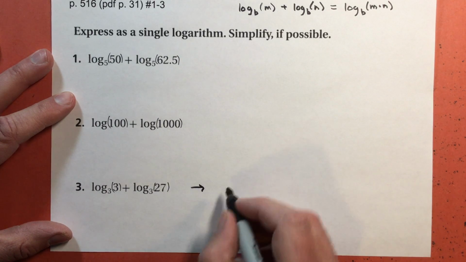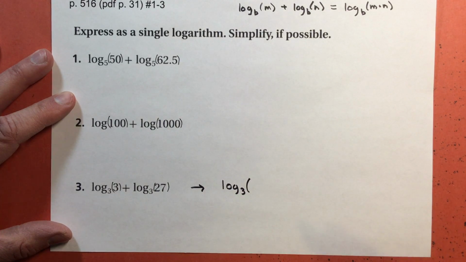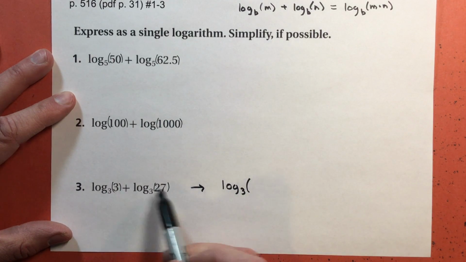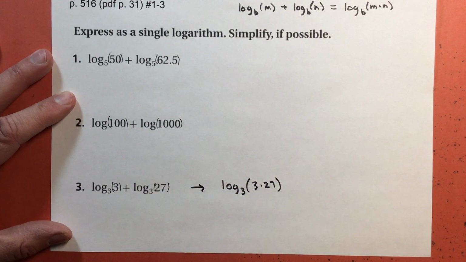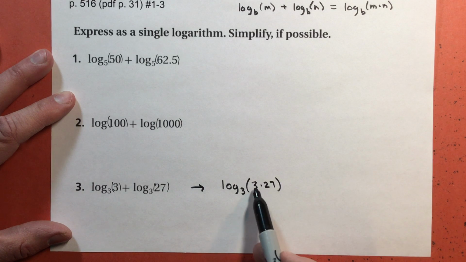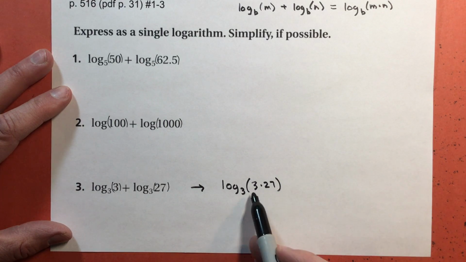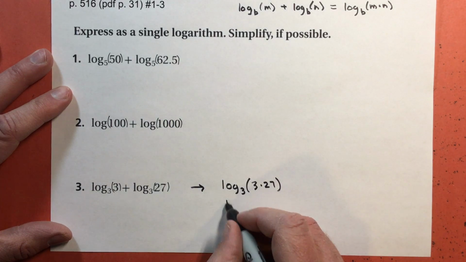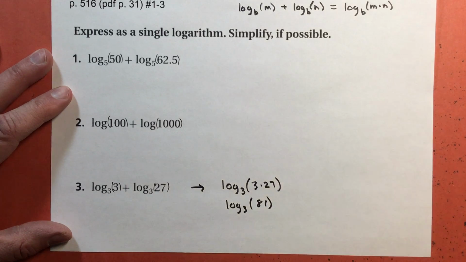So my base is 3, so I'm going to write log base 3. Now I'm going to multiply 3 times 27. And I wrote that for you guys. If I was just doing this for my homework, I'd probably go ahead and multiply it in my head and write log base 3 of 81.